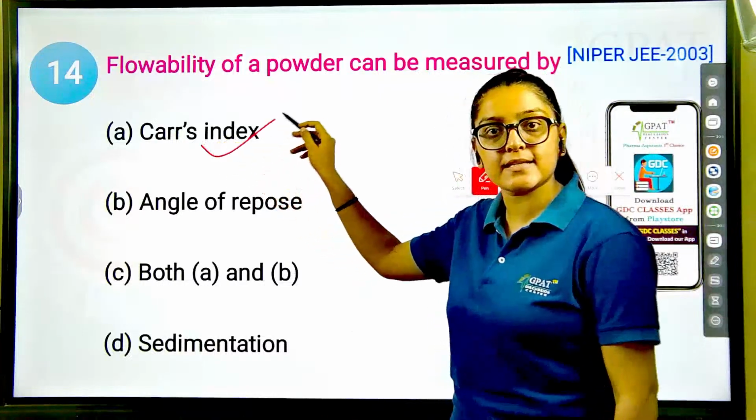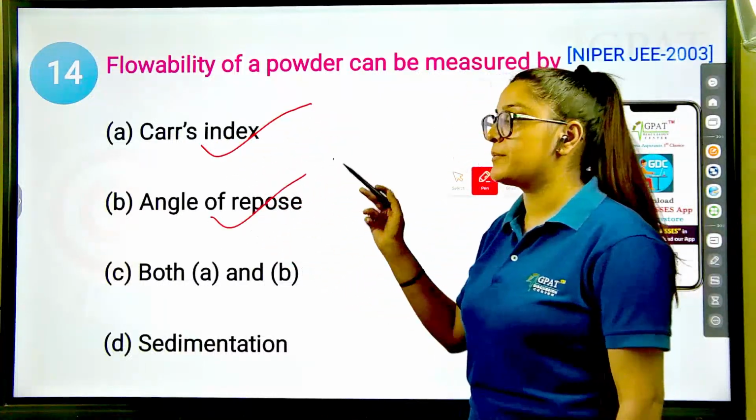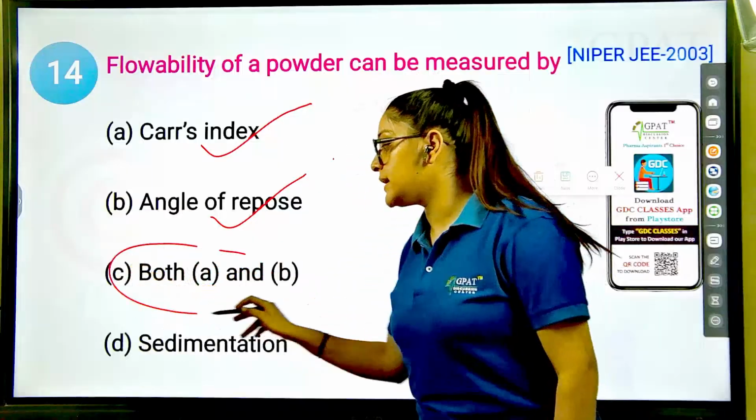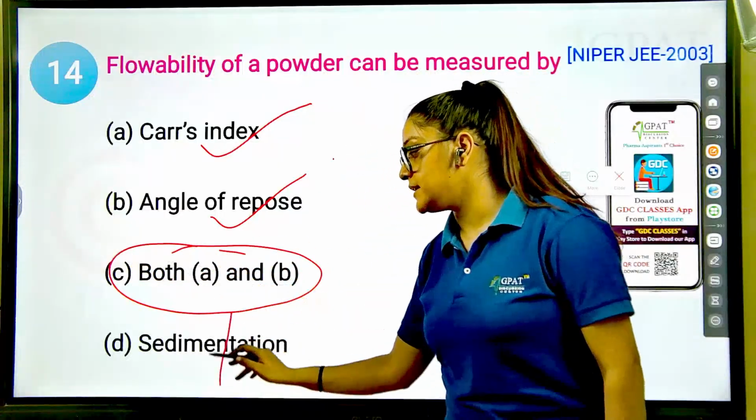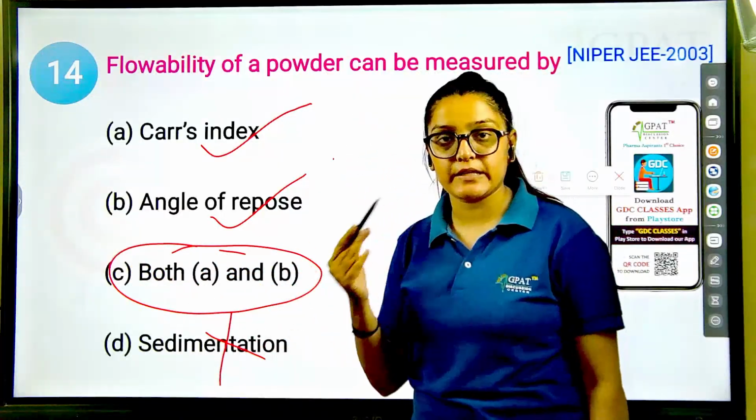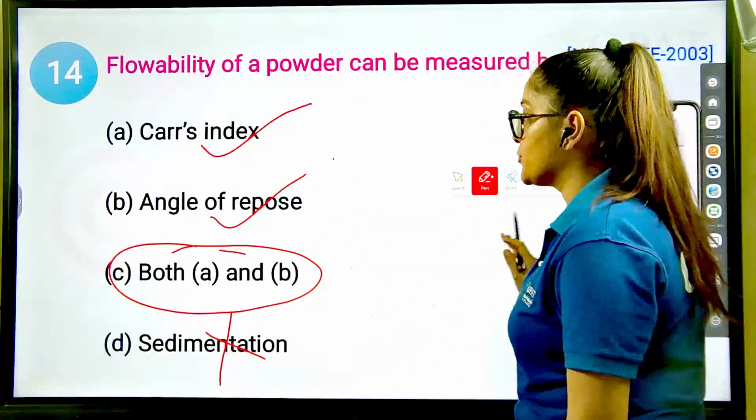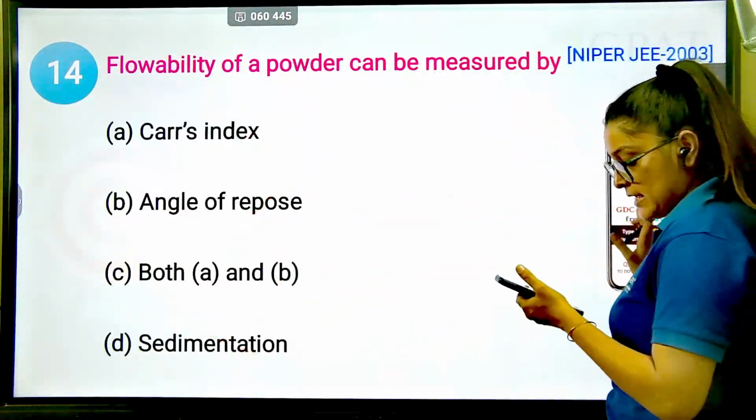Definitely Kar's index is one, definitely angle of repose is one, right? So both A and B, I hope it is clear. Sedimentation method we have seen in the particle size determination, not in the flow properties, right? So option C here is correct.